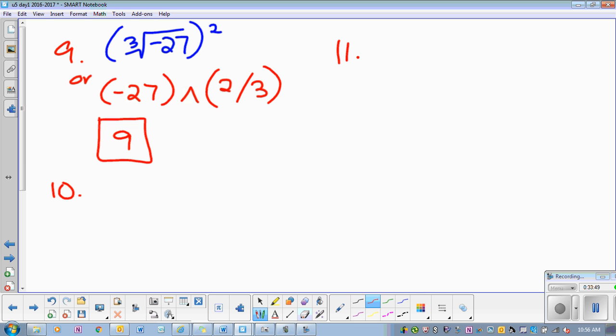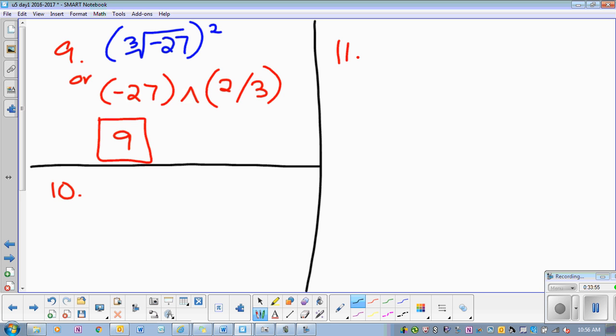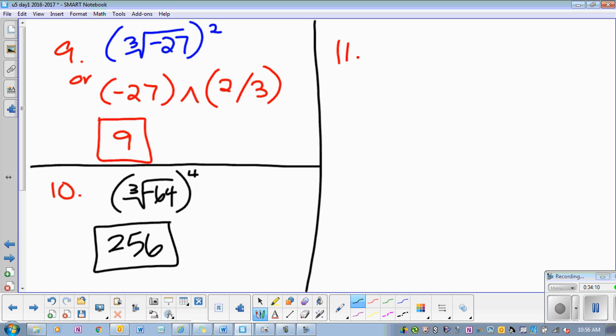Let's try number 10. Number 10 is cube root of -64 to the 4th power. Now, what did you get for this? 256, yeah. Those were nice because your calculator did those for you nicely, right? Now, number 11, I told you guys, your calculator's going to give you a decimal. You may have to rewrite this one. 25 to the 2/3 power. Yeah? Okay, if you put this in the calculator, you get a decimal. All right, we don't want that, right?